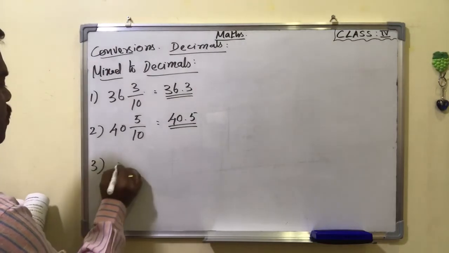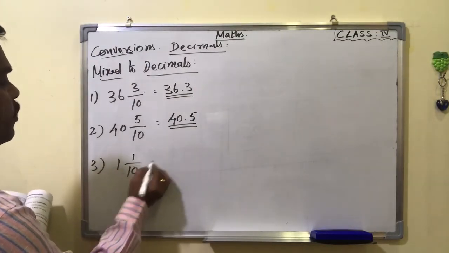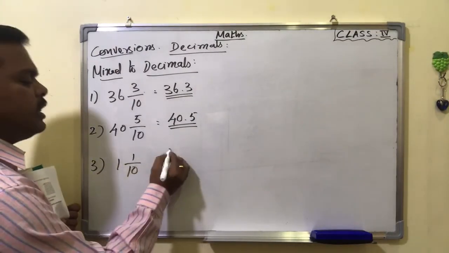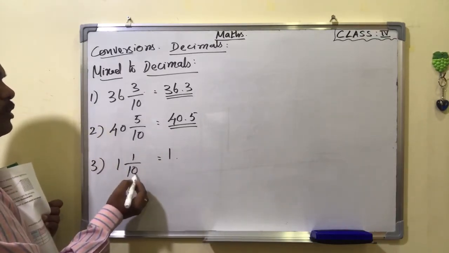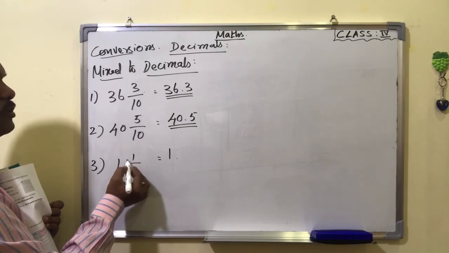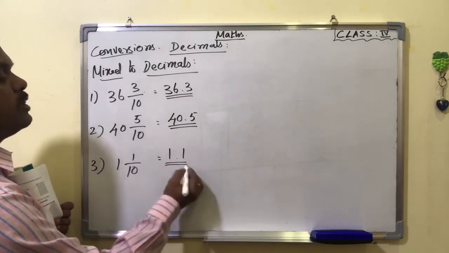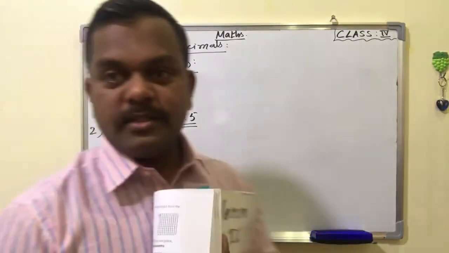And one more question. Third question, 1 by 10. 1 is the whole number. Write 1, keep it as itself. 1 by 10: you have to move the point one decimal place to the left side. So the point will come here. 1.1 is the answer. This is a very easy exercise.